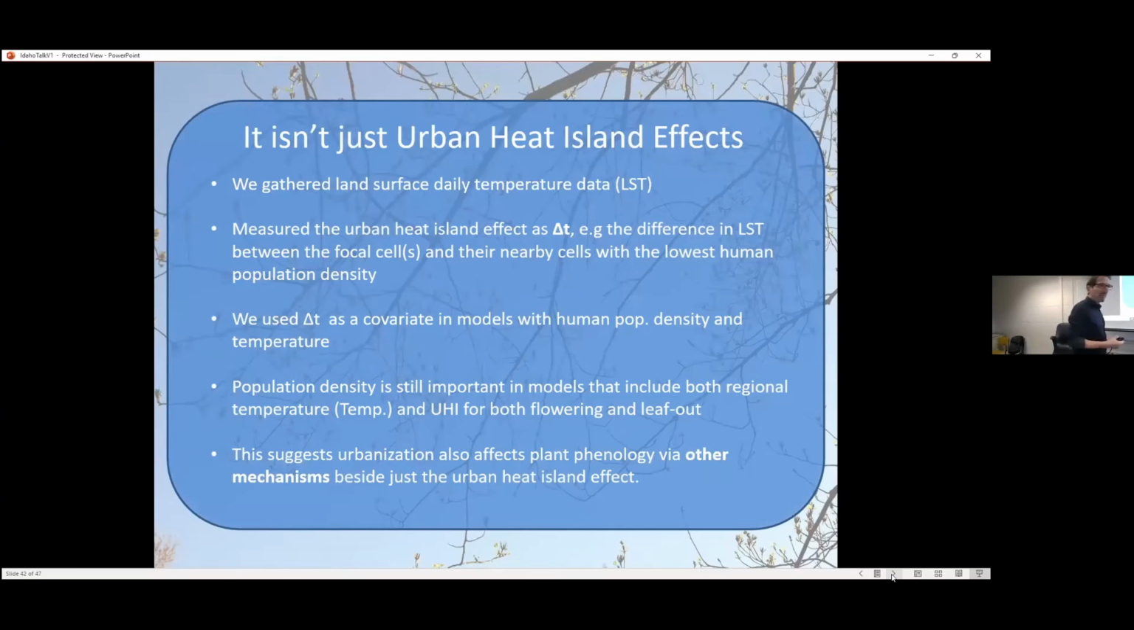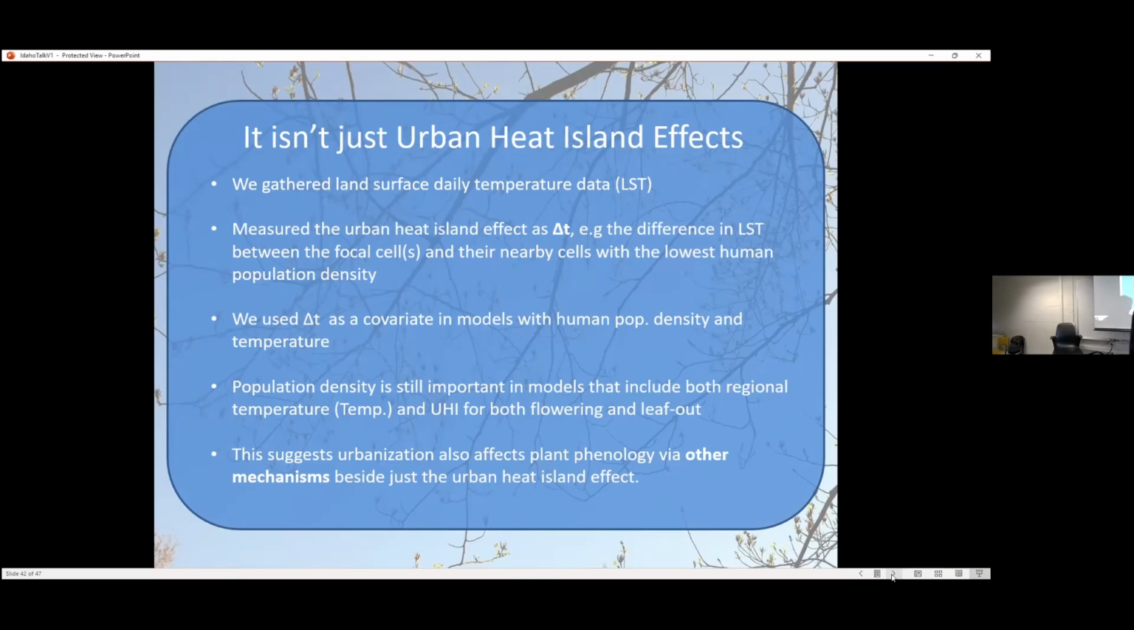we also gathered land surface temperature, and we were able to look at deltas between pixels that were in the most urban areas and pixels that were in non-urban areas. Using those deltas, we could measure the urban heat island effect and separate it from the effect of other potential factors that are happening in urban environments. What was really interesting is when we used that delta as a covariate in models with human population density and temperature, we found that even with that urban heat island effect accounted for, we still found the same signal of population density being important in the models.